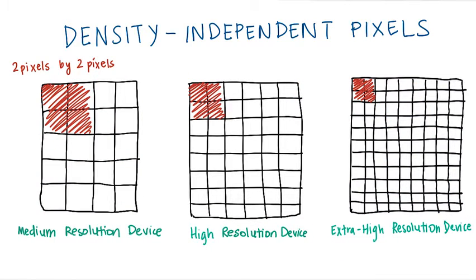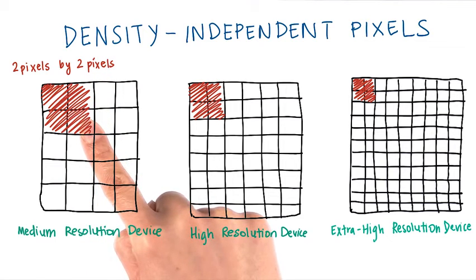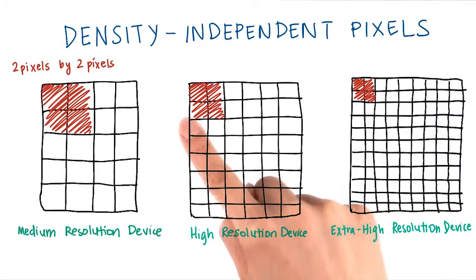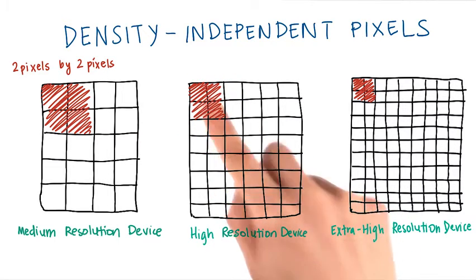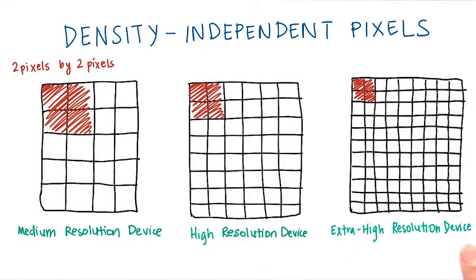So if I define the size of a view, for example, a button, to be 2 pixels tall by 2 pixels wide, this is what it would look like on a medium resolution device. On a high resolution device, it would also be 2 pixels by 2 pixels, but it's a little bit smaller because there's a lot more pixels trying to be packed into this device. And then on an extra high resolution device, where there's tons more pixels packed into this space, this button is actually pretty tiny. I can barely tap on it with my finger. I have to use the edge of my finger or my fingernail to reach it. Just because I have an extra high resolution device doesn't mean I have a smaller finger. I still want to be able to tap the buttons on the screen.